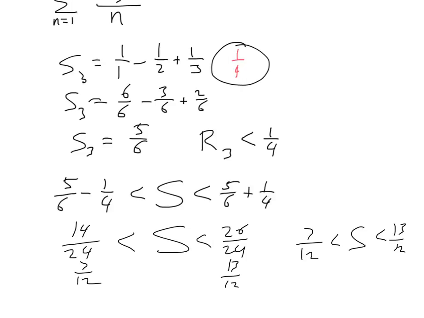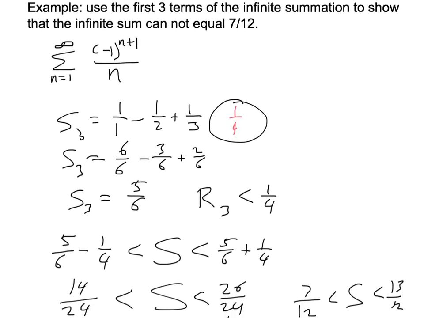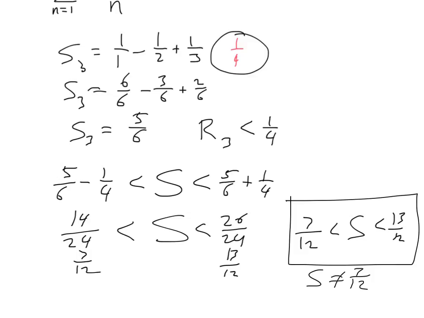And the question we were given was to show that the infinite summation cannot equal 7/12ths, and we've effectively done that. We've shown that based on just the first 3 terms, the sum has to fall between those 2 values. That means that the sum can't be 7/12ths. In fact, it has to be strictly somewhere in between these 2 values. We could get even more accurate if we wanted by adding the first 4 terms, or 5 terms, or 6 terms, or 7 terms, but in this case it was enough for us to just add the first 3 terms together.